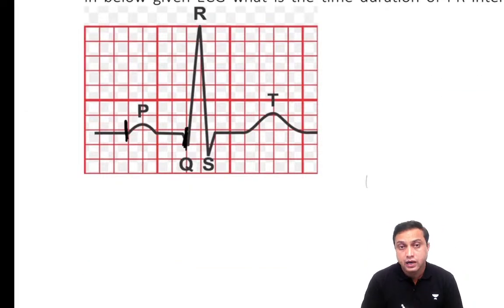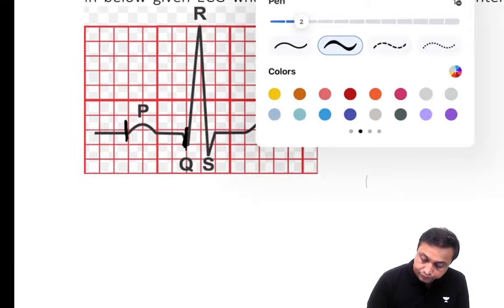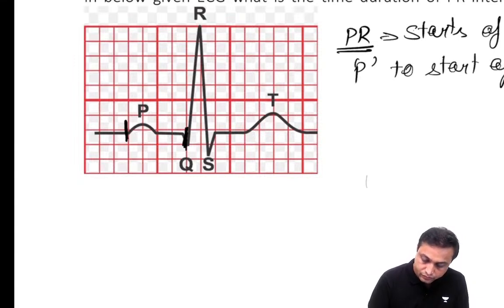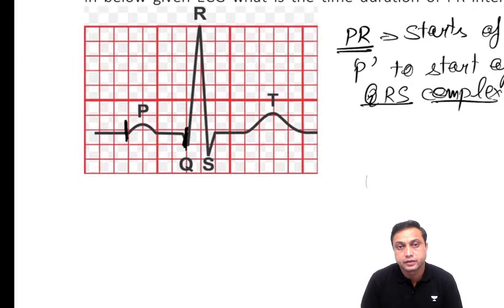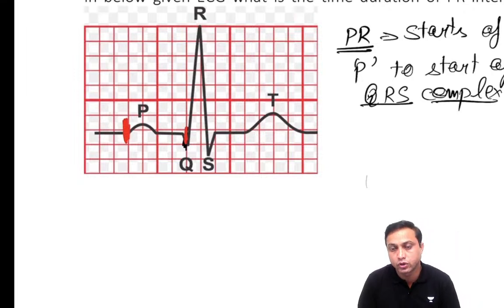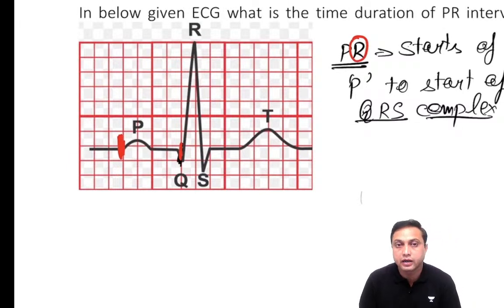Now, PR means what, beta? It's the start of P to the start of Q, or let's say the QRS complex. Right? Got my point. So again, I am focusing over here. It starts from the start of the P to the start of the Q. Now you must be wondering, sir, naam to yahan pe R hai, aap keh rahe ho ki Q hai.